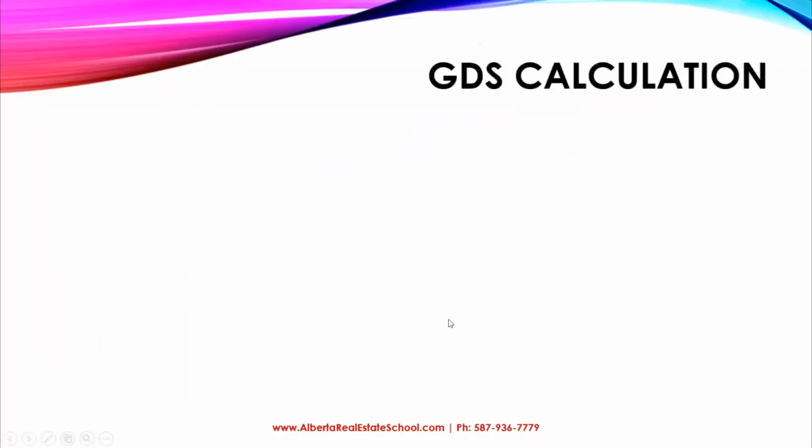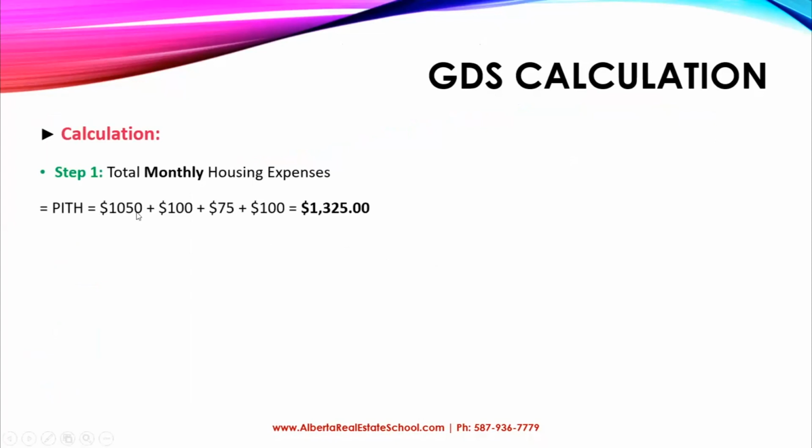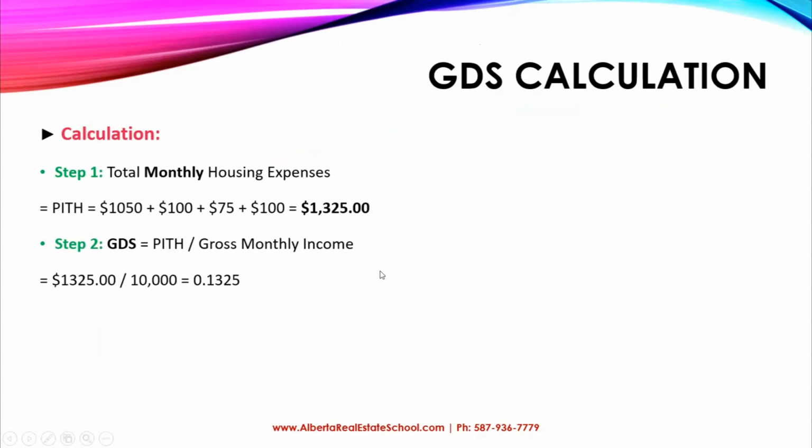So going back to our screen, the calculation here would be PITH, which is $1,050 plus $100 for our property taxes, $75 for heating costs, and $100 for our half of the condo fees. That gives us a total of $1,325. We take that number and we divide that by our monthly gross income, which in this case is $10,000. And we get 0.1325. We multiply that by 100, and our GDS ratio here is 13.25. So in this case, the GDS ratio is less than 32%. So she will qualify for the mortgage.